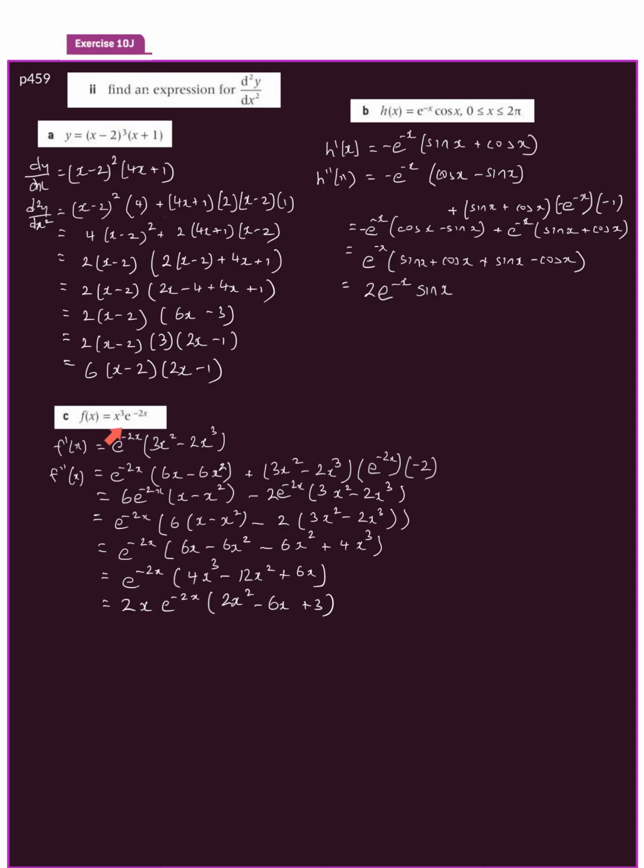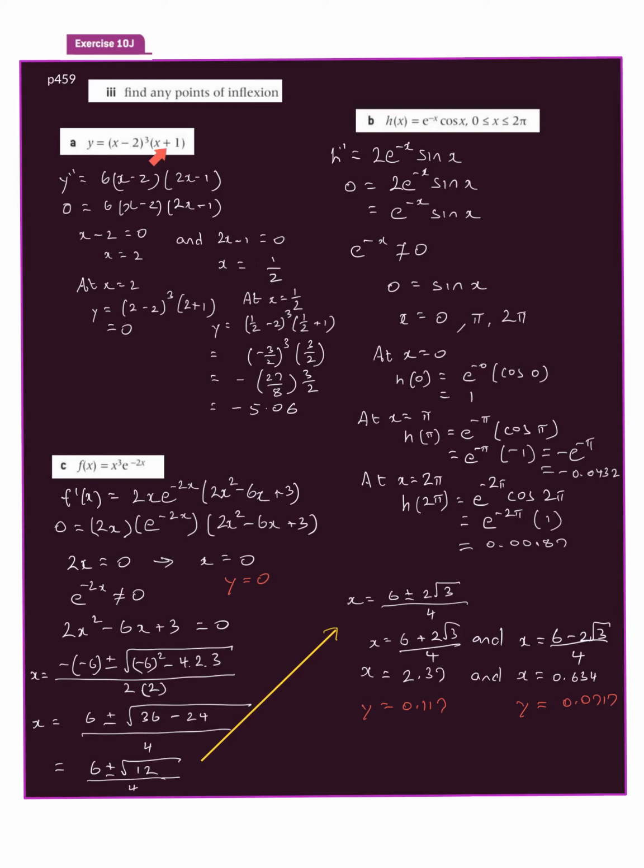Next one is c. I took this from the previous part 1, and that's the derivative. We have to find the derivative to get the second derivative, so it's this times the derivative of that, plus this times the derivative of that. I'm going through this looking for factors. I take out e to the minus 2x. I resolve all of this, resolve that, get to this. I can also take out a 2x out of that. So I've got 2x e to the minus 2x times that. And they're expressions for the second derivative.